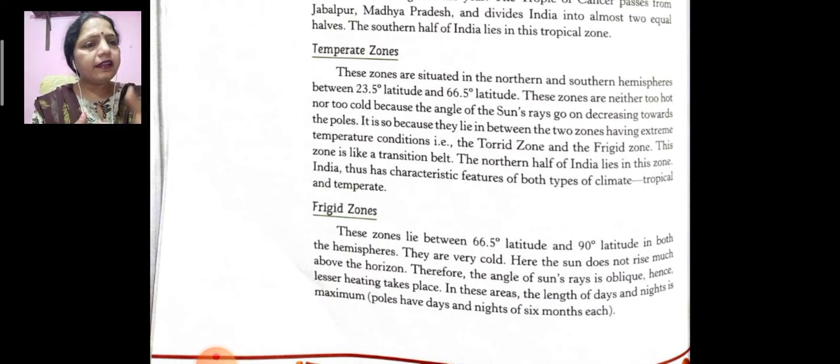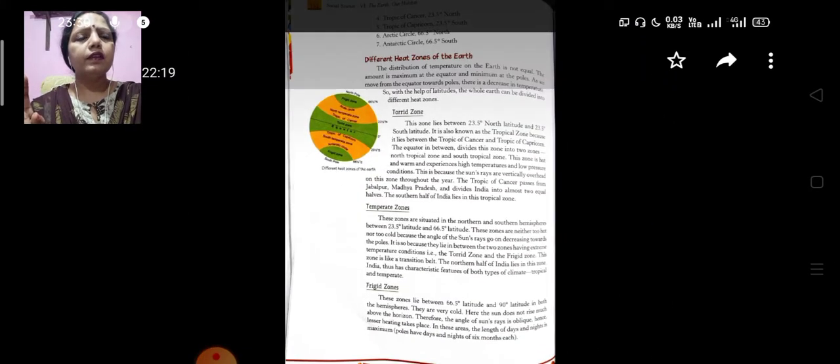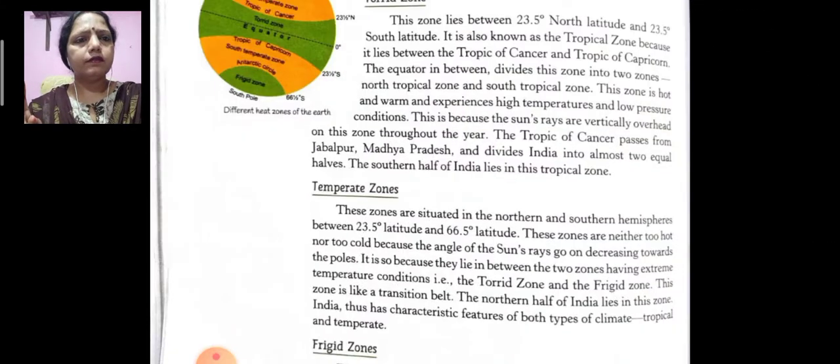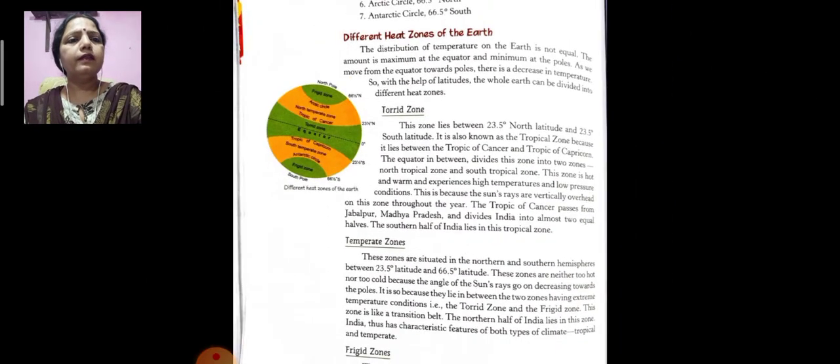90 degree latitude in both the hemispheres. They are very cold. Here the sun does not rise much above the horizon. So that's why it is a very cold circle, the cold zones. So now turn your page.